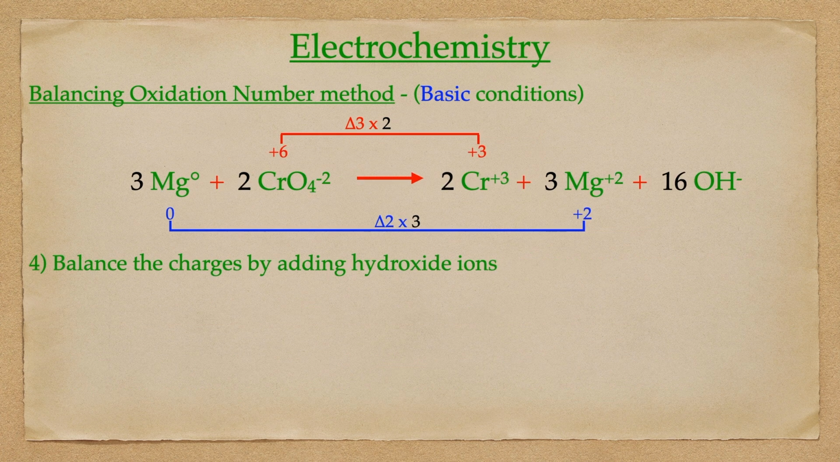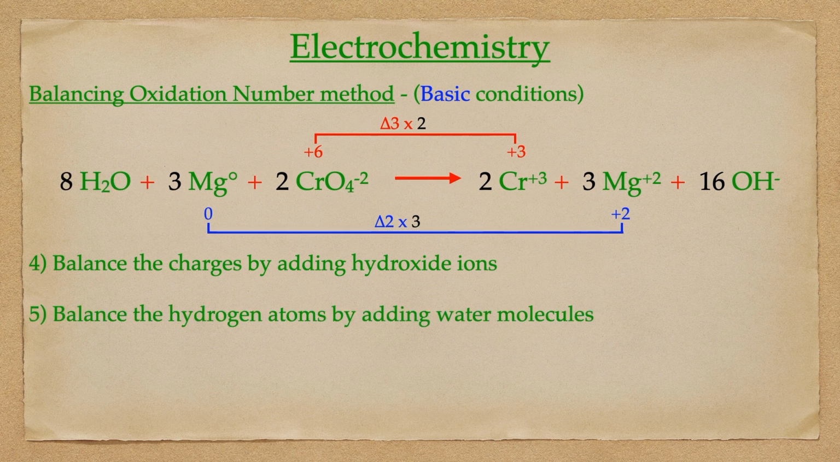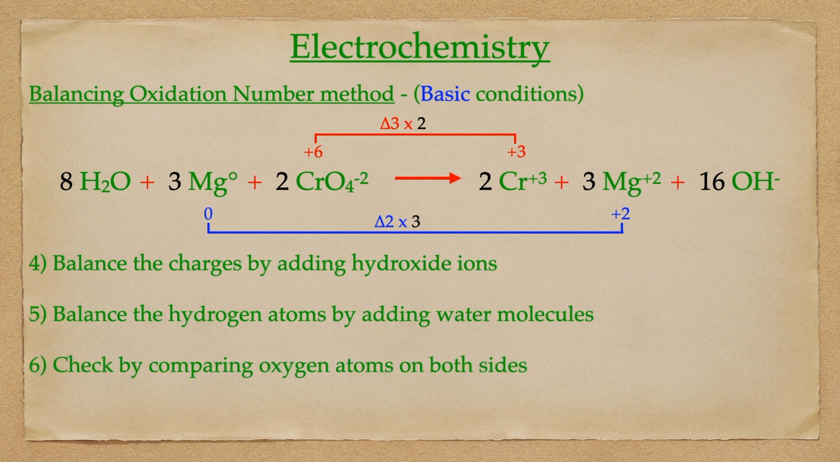This time in our fourth step, instead of adding water, I'm going to balance the charges by adding hydroxide ions. In this particular example, I need 16 hydroxides to balance all those negative charges. Next step, fifth step, is to balance the hydrogen atoms by adding water molecules. In this case, I need 8 water molecules on the reactant side. And finally, we check our balancing by comparing the number of oxygen atoms on both sides of our equation.